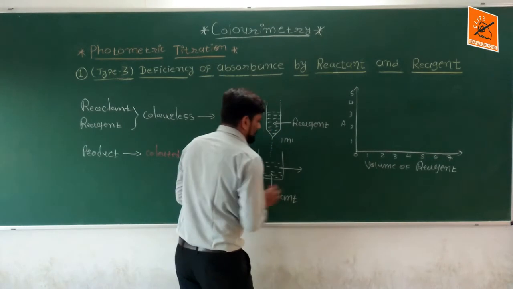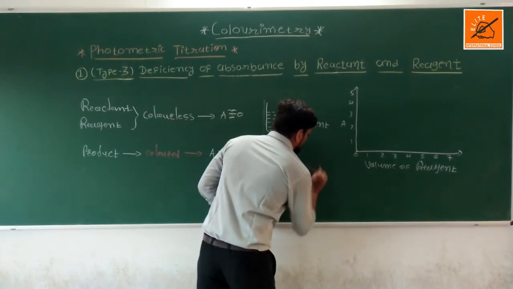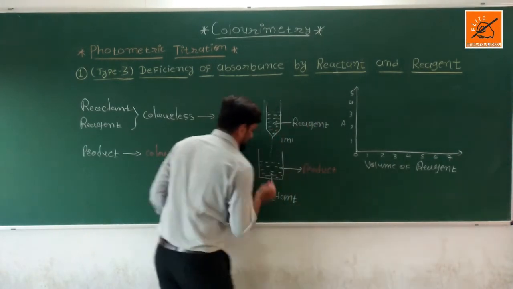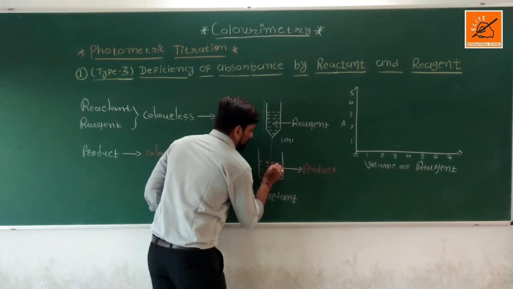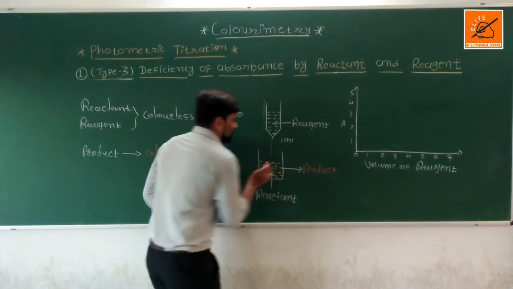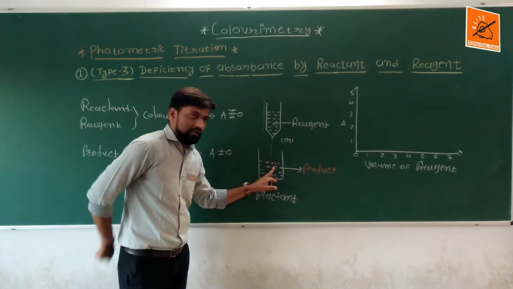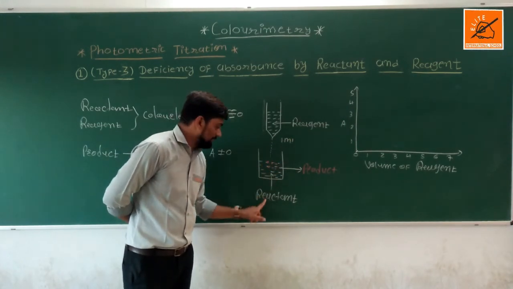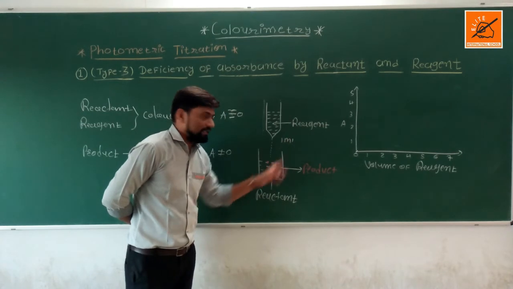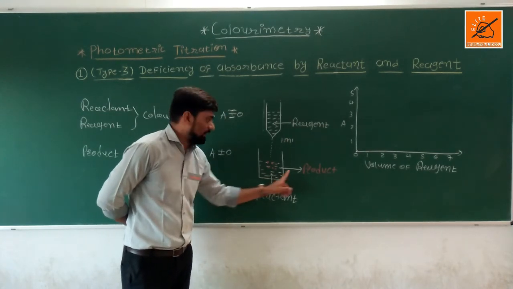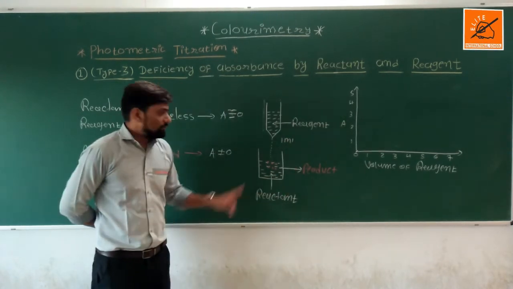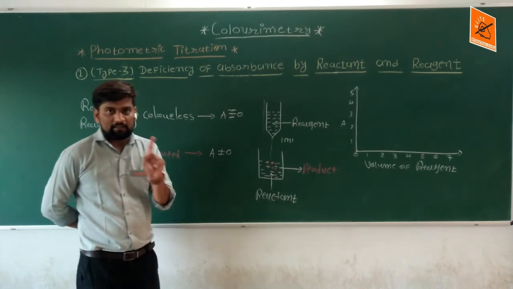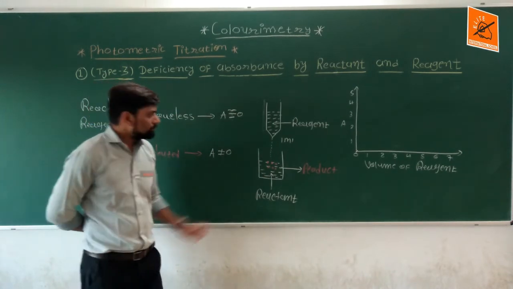So this product is colored. This product will be formed in the flask, so some amount of product will be formed when 1 ml of reagent is added into the flask. At that time, the reactant and reagent react with each other and convert into the product. So the product formed in the flask is a colored compound.